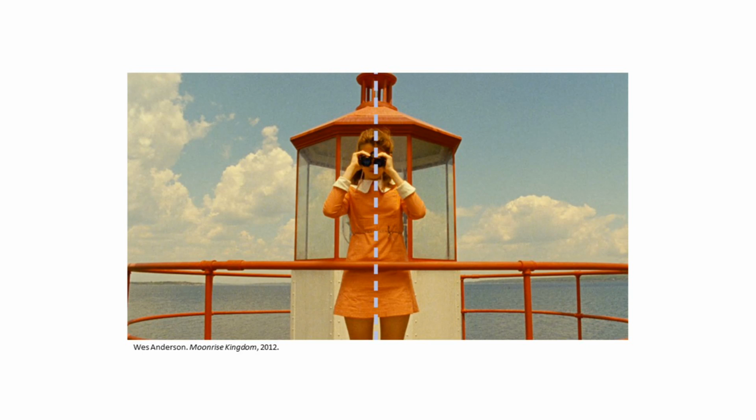Conversely, in an asymmetrical composition, each side of an image is different from each other. Asymmetrical compositions are usually imbalanced and create visual tension.